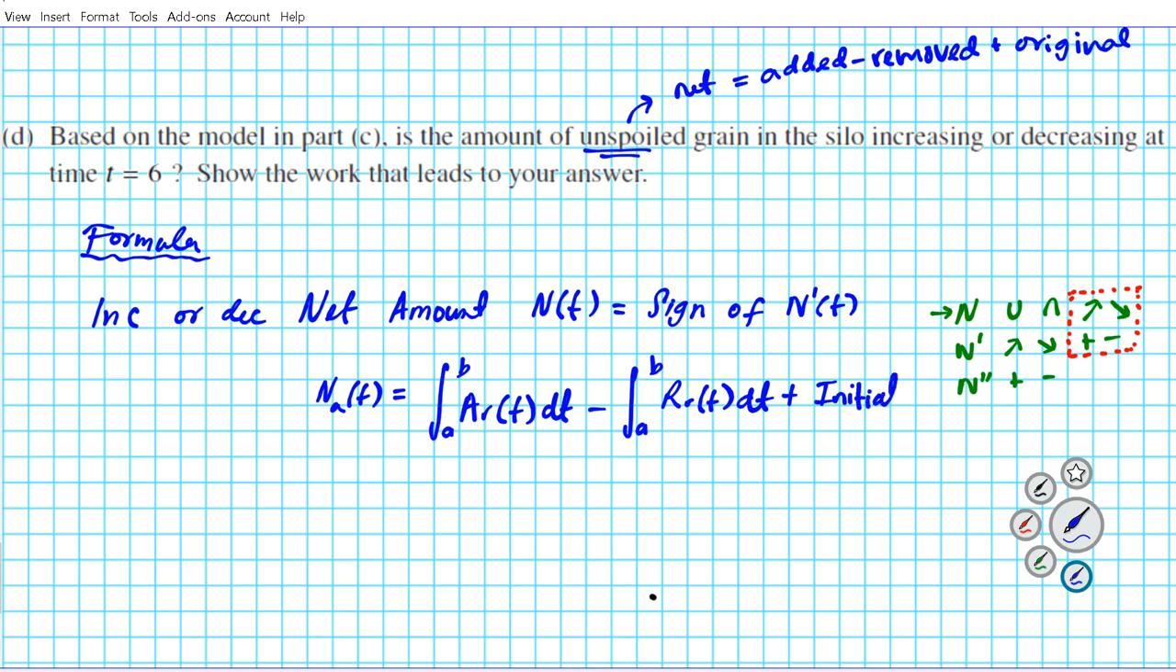Now, if we want to get the net rate, or the rate of change of the amount that's left in the silo, N prime of t, the derivative of the net amount function, guess what we're going to do? We're just going to differentiate these functions right here, and then it's going to give us the add rate minus the removal rate. Isn't that cool? So just the difference between the add rate and the removal rate evaluated at a particular time automatically tells you if the amount of unspoiled grain, or the net amount, is either increasing or decreasing. Okay, it's pretty straightforward. So let's go ahead and adapt this formula to the particular scenario under consideration.